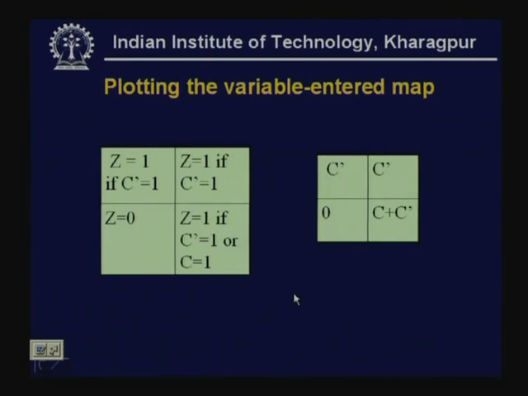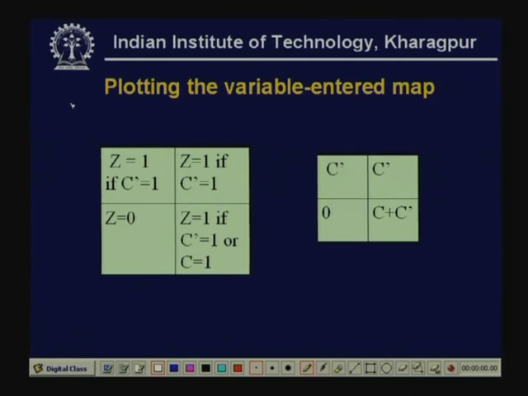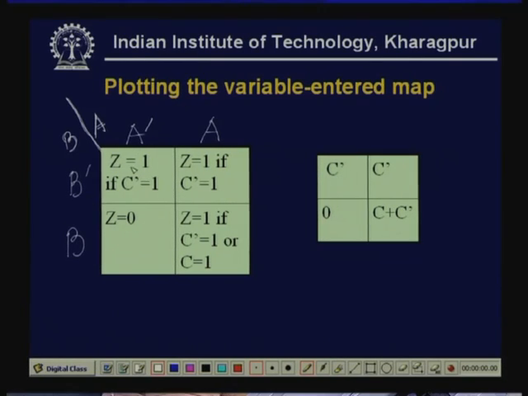Now, see, if we draw, this is for my A, B. Now see z equal to 1, so this will be my A dash and A, this is my B dash and B. So, this is my A dash B dash. Now, see, if C dash equal to 1, that means if C dash exists in the term, then this will be z equal to 1.